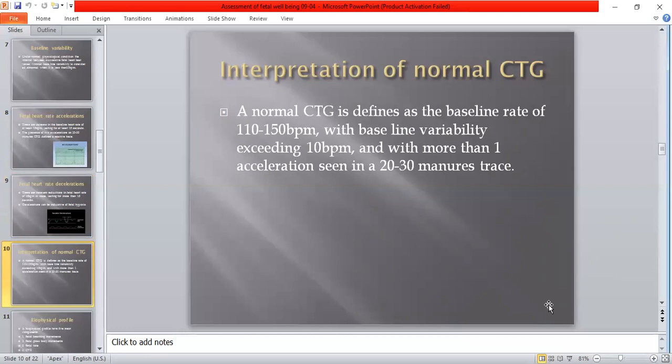So from the above four pictures, a normal CTG is defined as a baseline heart rate of 110 to 150 beats per minute, with baseline variability exceeding 10 beats per minute, and with more than one acceleration seen in a 20 to 30 minute trace. There will be no deceleration in a normal CTG. Decelerations, either early or late, are a sign of fetal hypoxia.